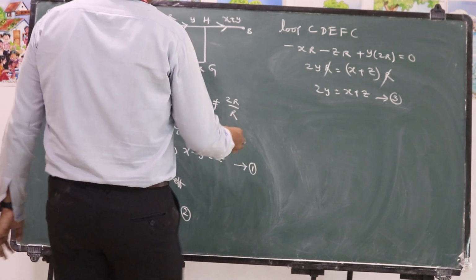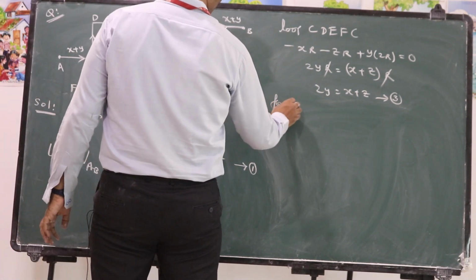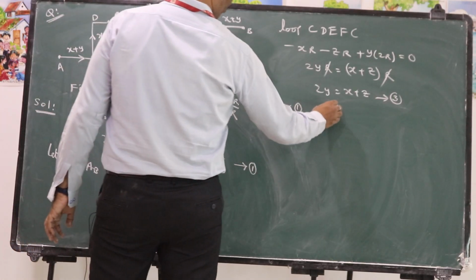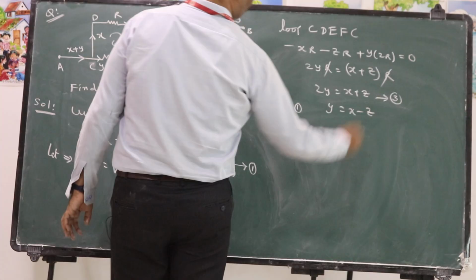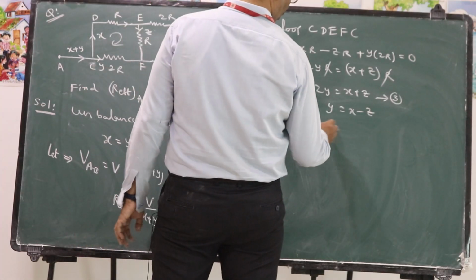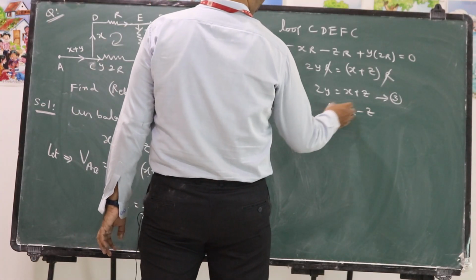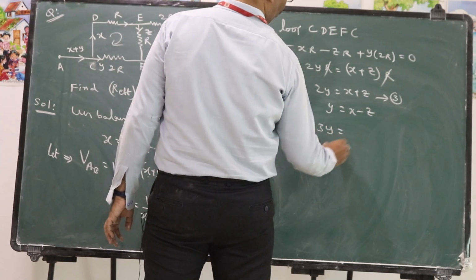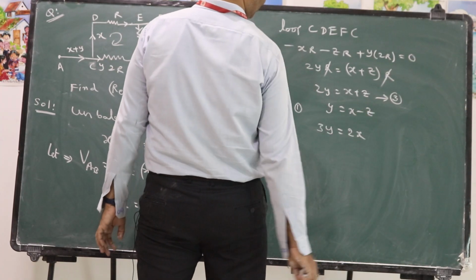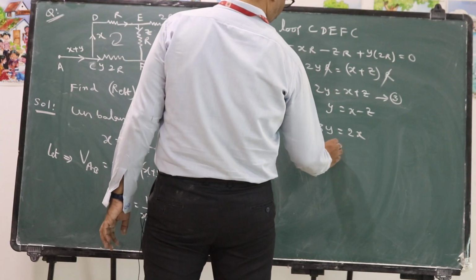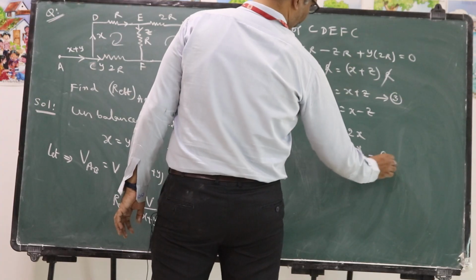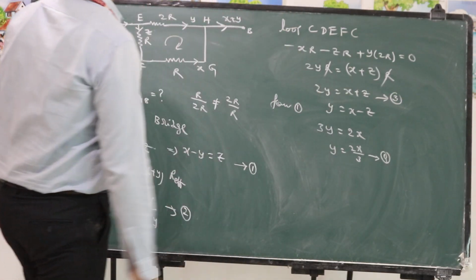From equation 1, X minus Z is equal to Y. Y is equal to X minus Z. So you can take the sum of these two. So 3Y is equal to 2X. Then Y is equal to 2X by 3. Let it be equation number 4.